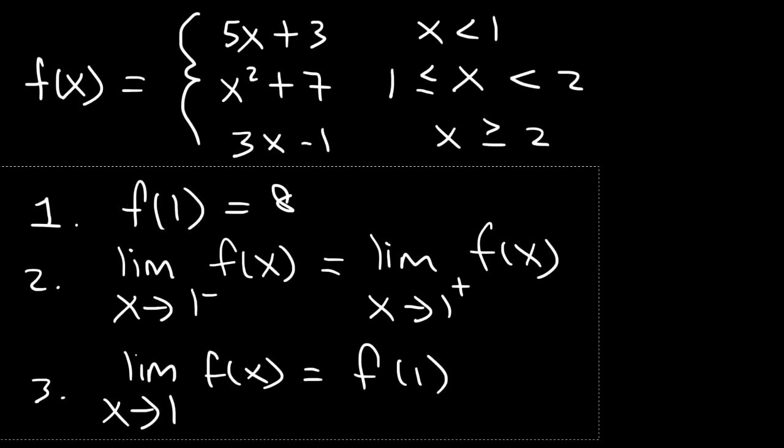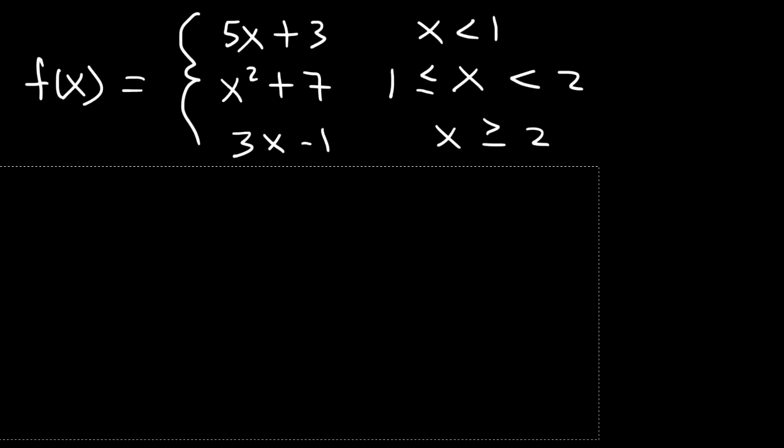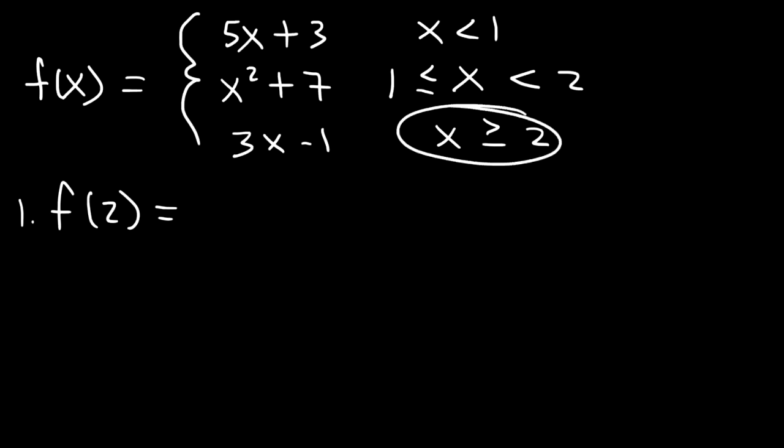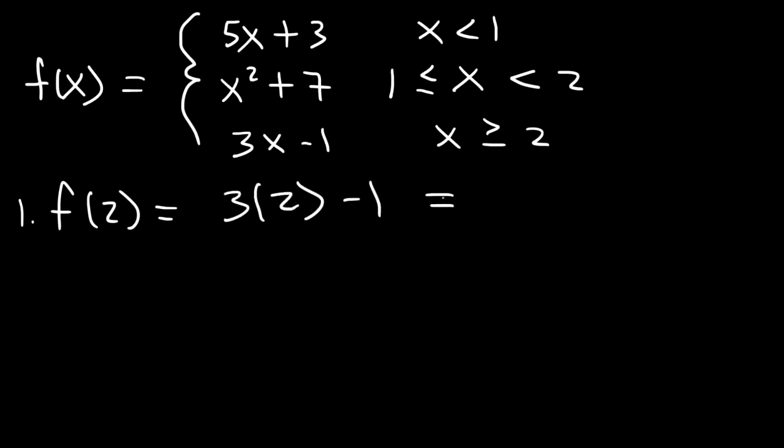So let's see if it's going to be continuous or discontinuous at x equals 2. And let's use the three-step continuity test. This time we're going to do it in order. So first, let's make sure the function is defined at 2. So what is f of 2? x is equal to 2 in the third part of the function, 3x minus 1. So it's going to be 3 times 2 minus 1, which is 6 minus 1, and that's equal to 5. So f of 2 is defined.